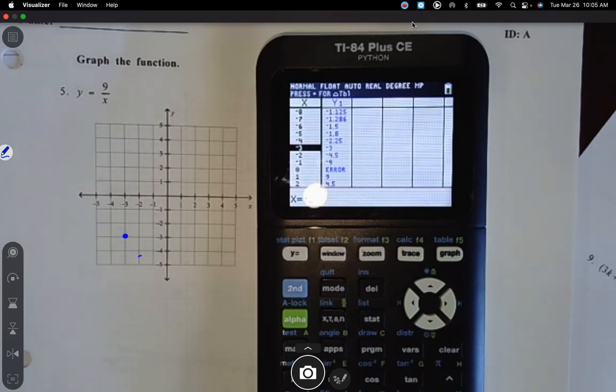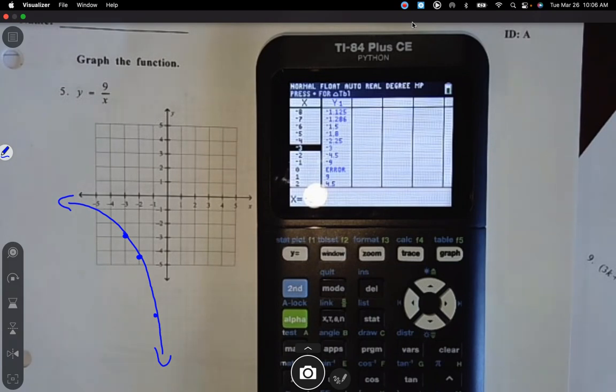-2, -4.5, and -1 and -9 would be, I'm just going to kind of guess where it would be. And it's going like this, something like that. Okay, yeah, something like that. Okay, everybody good with that? Actually, it's not perfect, but all right.